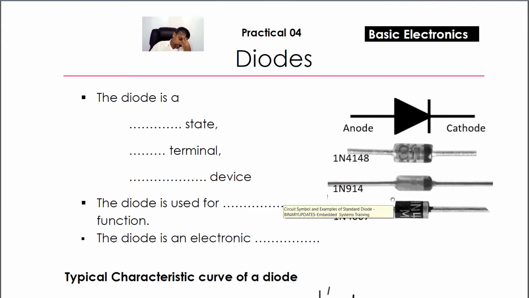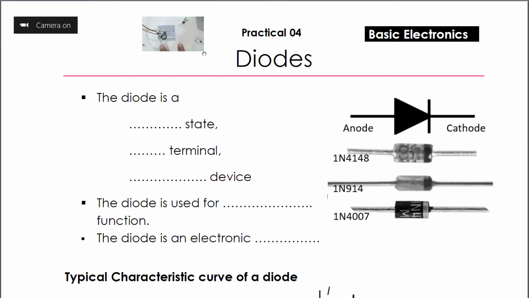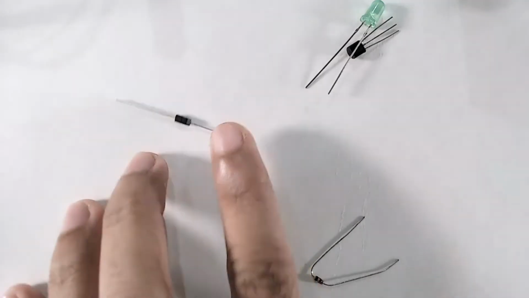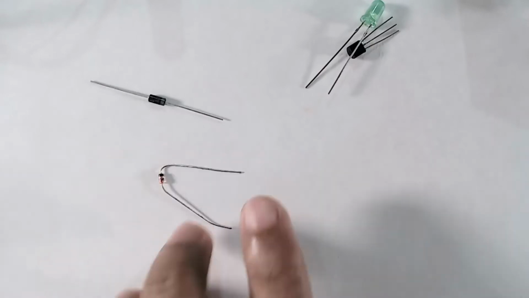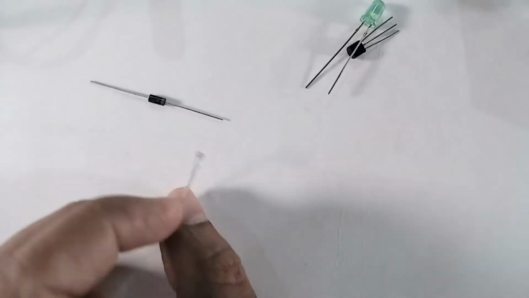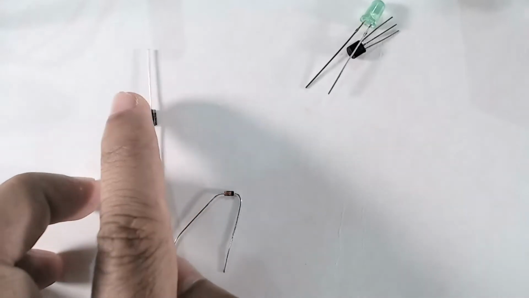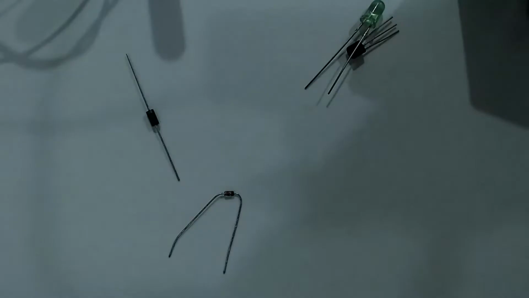I have given you these types. I think I have only given two types. You can see this kind of one, and you can see this type also. This is the glass package one. This is typically called a rectifier diode. So these are the two types of diodes I have given.